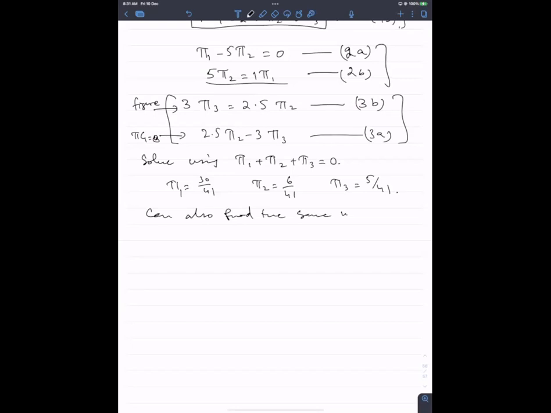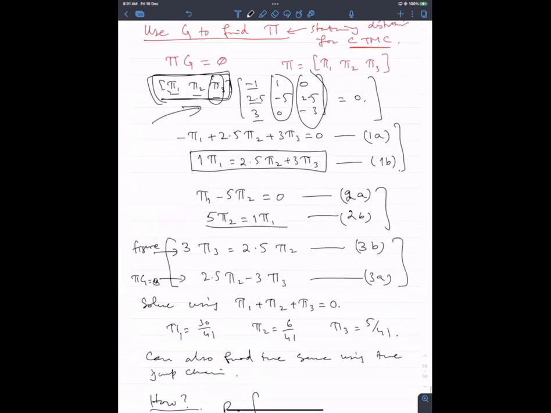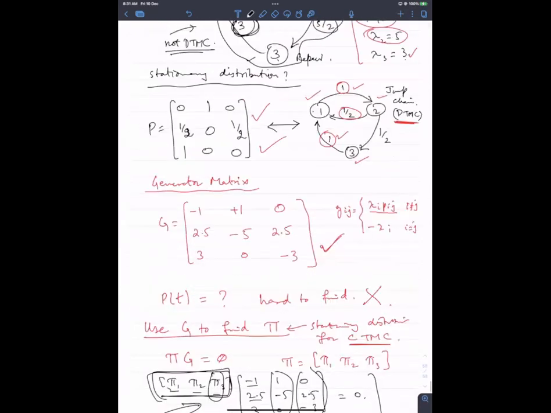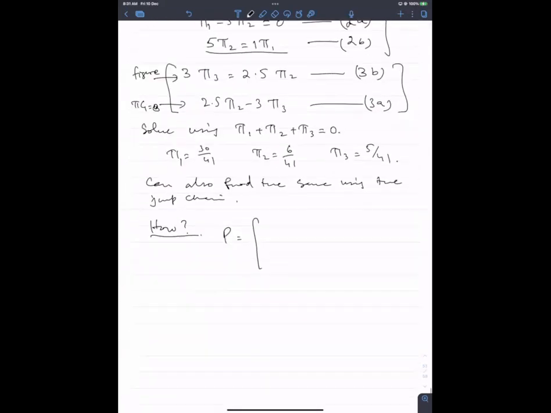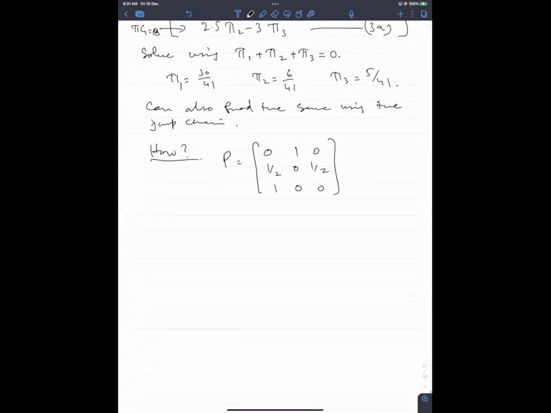Can also find the same using the jump chain. जंप चेन को use करके आओ कैसे find out करते हैं, use करते हैं probability transition matrix for the jump chain. हमने ये पहले लिखी थी 0 1 0, 1 by 2 0 1 by 2, 1 0 0, this is your probability transition matrix. Now this is for DTMC, for underlying DTMC jump chain.